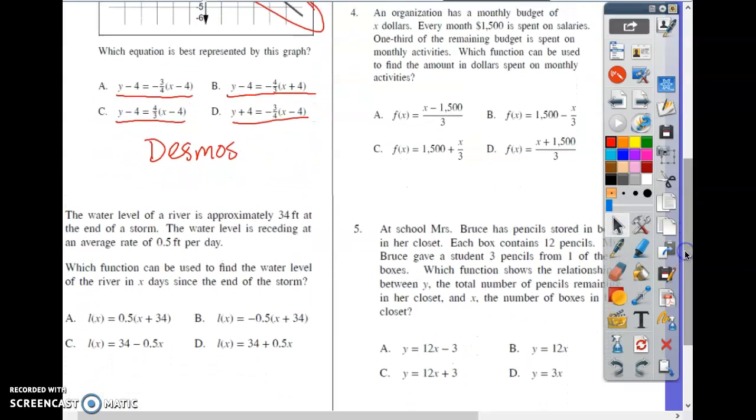These 3, you need to look for keywords. Like problem number 2, keywords like receding means that the water is going down, va bajando. 0.5 per day, that means that's the one that has the letter.